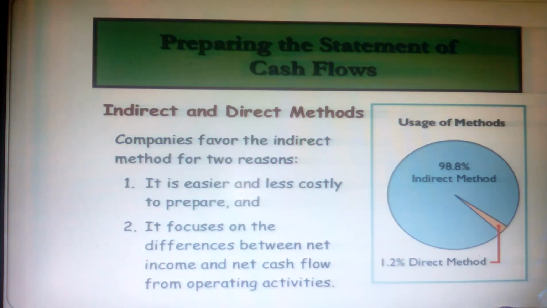But mostly, as per the information on preparing the statement of cash flow, see here, the graph is given for indirect and direct methods. Companies favor the indirect method for two reasons: it is easier and less costly to prepare, and it focuses on the difference between net income and net cash flow from operating activities. Mostly 98.8% choose the indirect method, and only 1.2% the direct method. Now we are going to discuss the indirect method for cash flow from operating activities.